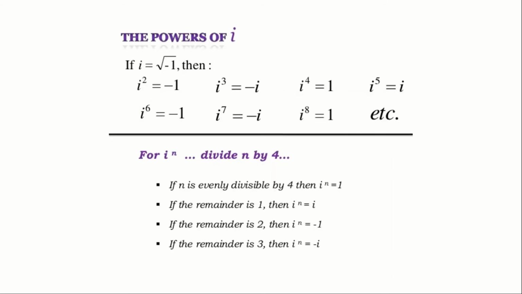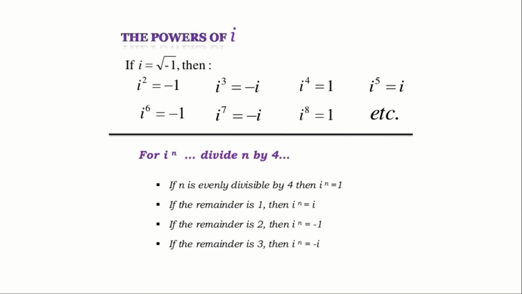Next is the powers of i. If i is equal to root minus 1, then i square is equal to minus 1. We know that i cube is equal to minus i, i to the power of 4 is 1, i to the power of 5 is i, i to the power of 6 is minus 1, and so on. For i to the power of n, divide n by 4. If n is evenly divisible by 4, then i to the power of n is equal to 1 always. If the remainder is 1, then i to the power of n will become i. If the remainder is 2, then i to the power of n will become minus 1.